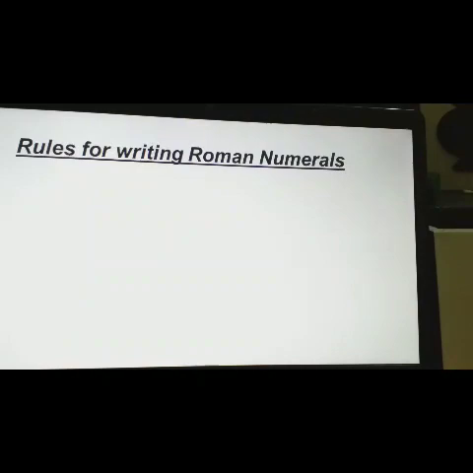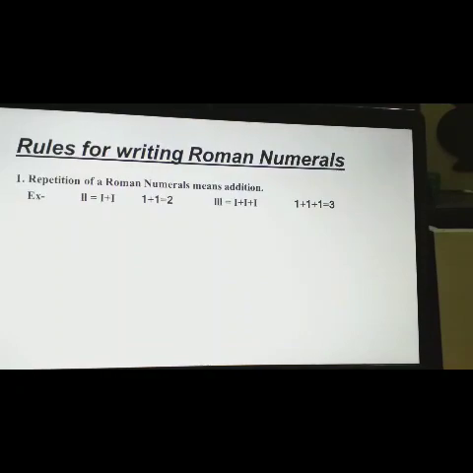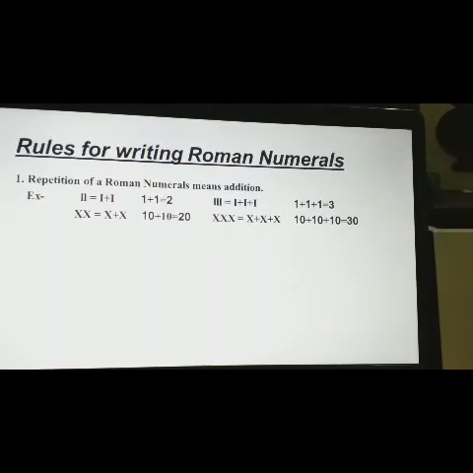Now, there are some rules for writing Roman numerals. Rule number 1: repetition of a Roman numeral means addition. For example, if we write II, that means I plus I, that is 1 plus 1 is equal to 2. III means I plus I plus I, that is 1 plus 1 plus 1 is equal to 3. Same, XX means X plus X, that is 10 plus 10 is equal to 20. And XXX means X plus X plus X, that is 10 plus 10 plus 10 is equal to 30.